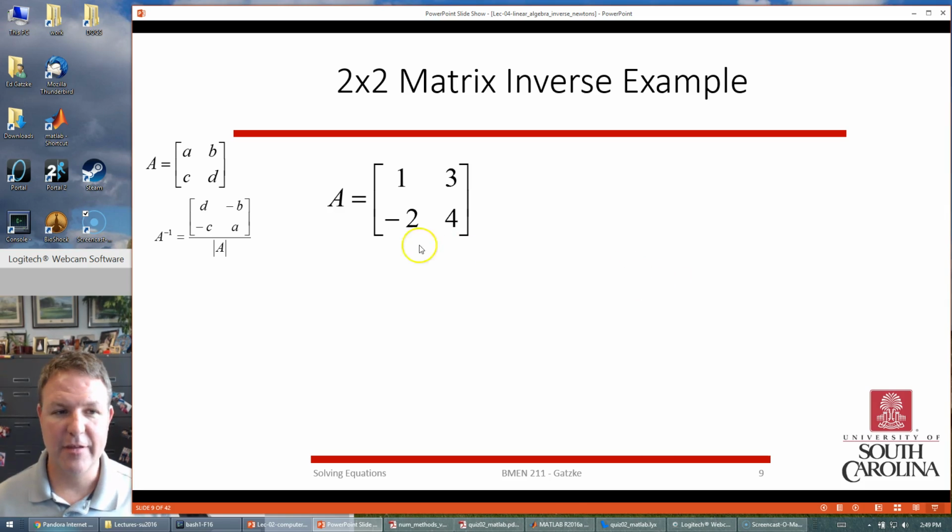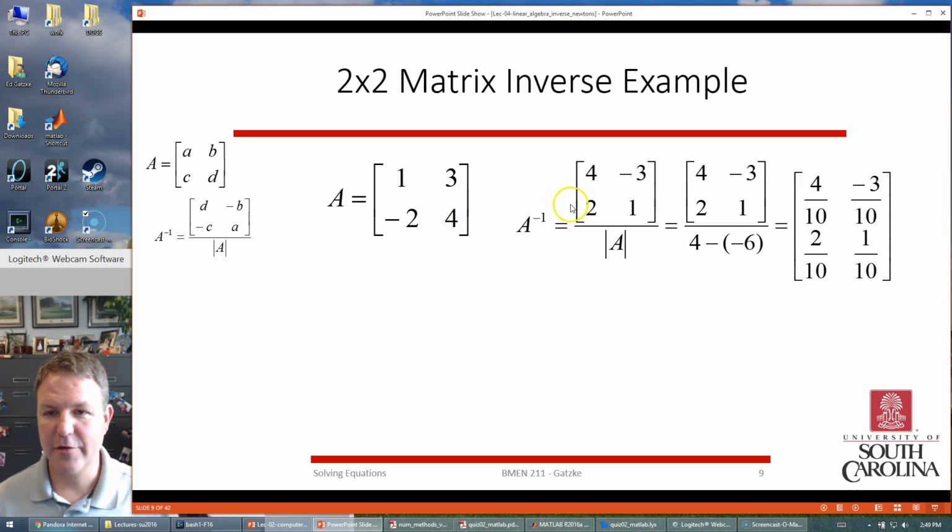So if we have this formula, and we know our numbers are 1, 3, -2, 4, we can find the inverse matrix: flip the 4 and 1 elements, multiply the 3 and -2 by -1, and divide by the determinant, which is 1 times 4 minus 3 times -2. When we do all that calculation, remember we can divide elements and multiply elements by a scalar value. So 4 minus -6 is 10, giving 4 tenths, -3 tenths, 2 tenths, 1 tenth. This should be our matrix inverse. Are we done?